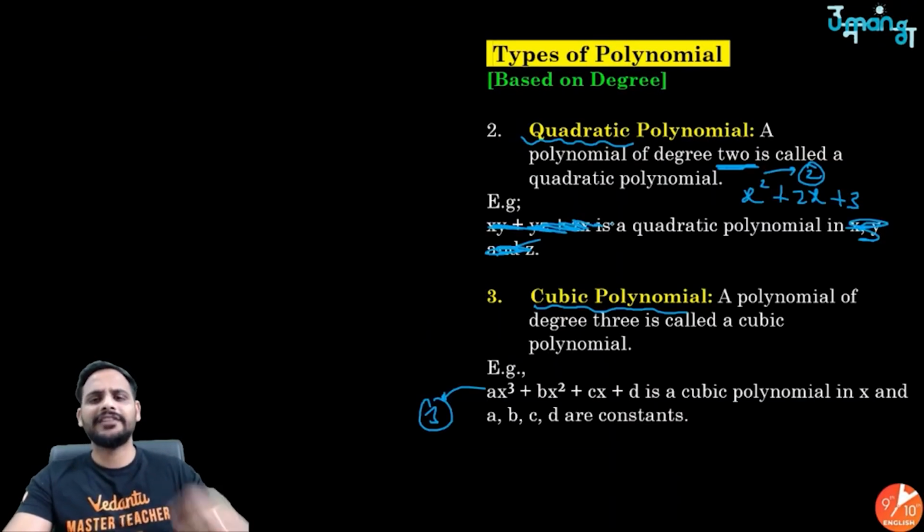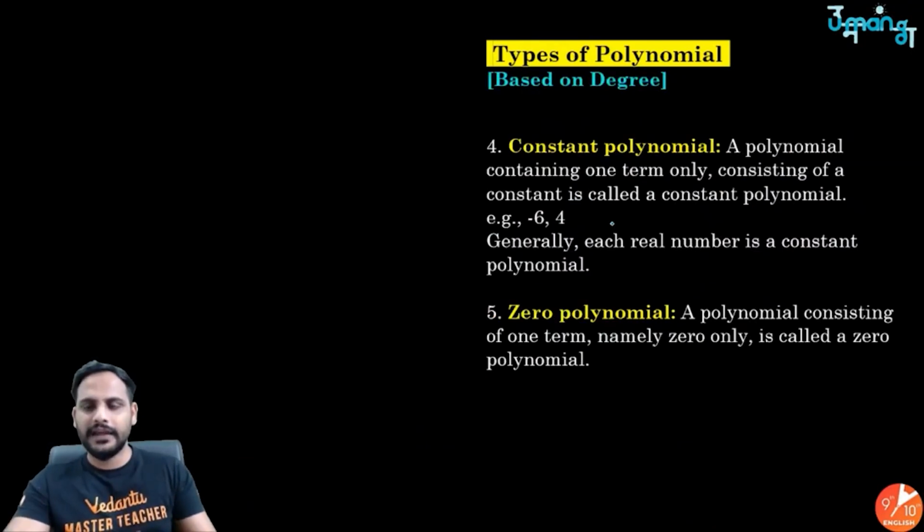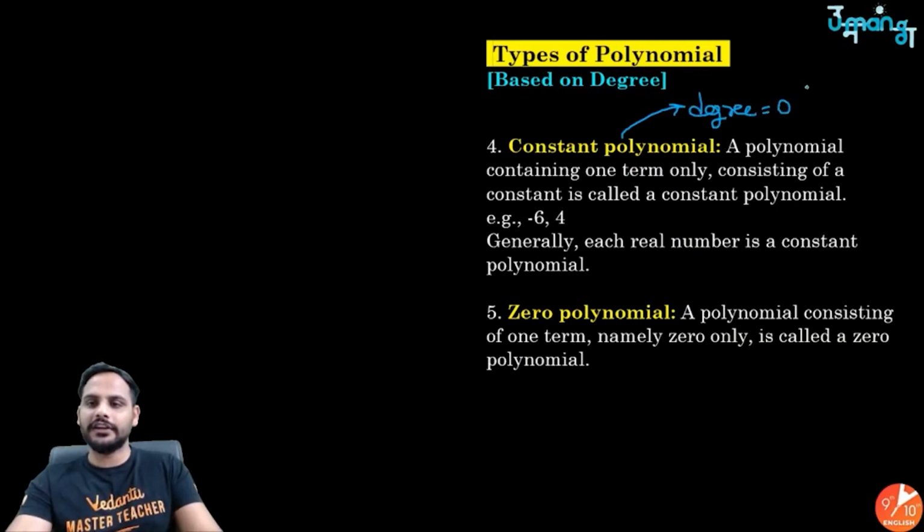Then after 3, suppose degree 4, degree 5, degree 6. So we just call it degree 4 polynomial, degree 5 polynomial, degree 6 polynomial. We don't remember that many names. Okay, this much is enough. Then there is a constant polynomial. What is constant polynomial? Constant polynomial is a polynomial whose degree is 0. Remember, for a constant polynomial, degree is equal to 0.